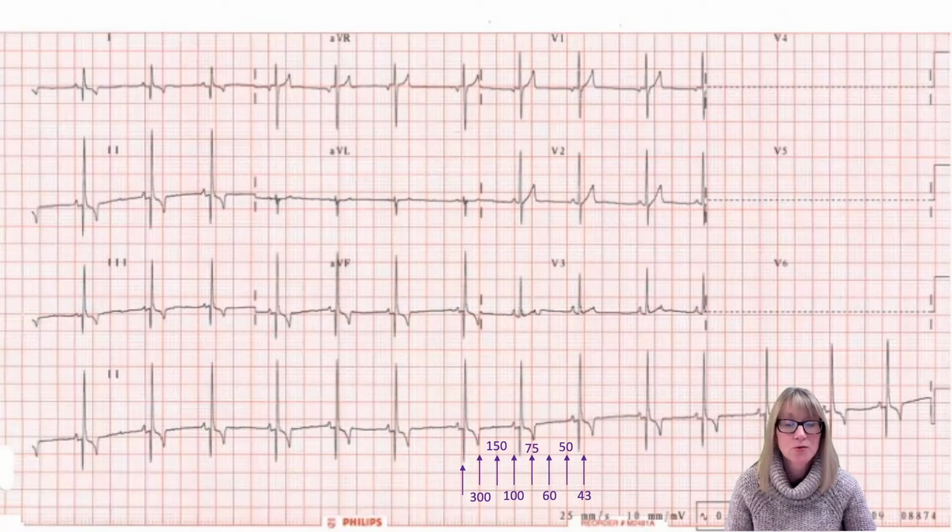So we can see that the ruler goes 300, 150, 100, 75, 60, 50, and 43 if we were to extend that ruler out and think about where our next heartbeat intersects that ruler. Well, we can see in our case here, our next heartbeat over from that very first arrow intersects the ruler just after the 100, somewhere about 3/4 of the way between 75 and 100.